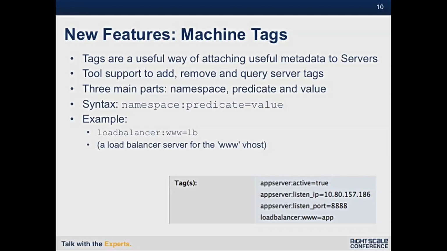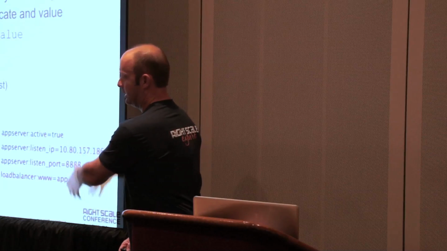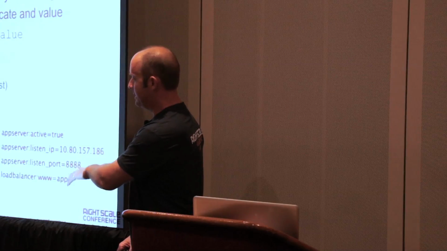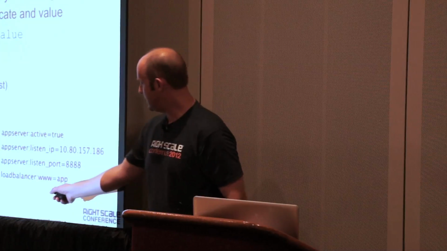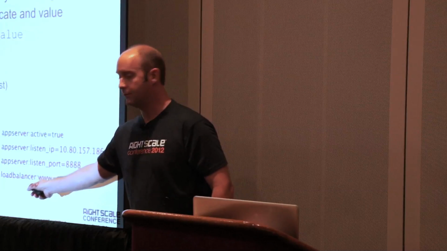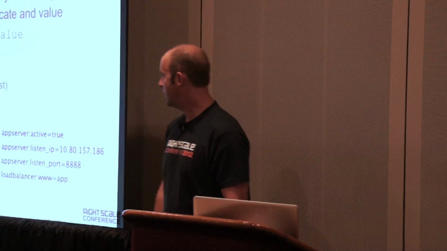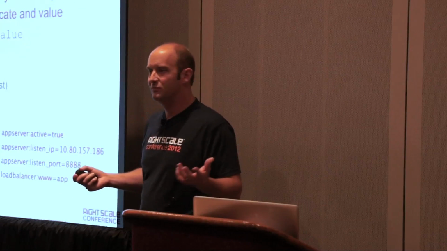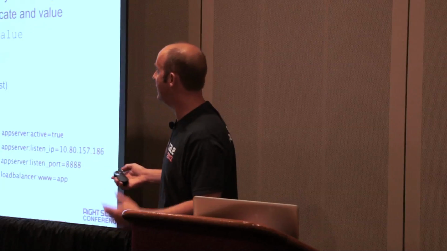So from the boot scripts, that list that you saw Tim show you, one of the scripts just says, okay, tag myself with my IP address, my port, that I'm an app server serving for the www host, and that I'm now active and ready for connections. So this is just some static information that it puts on itself. Okay, so what can I do with that?